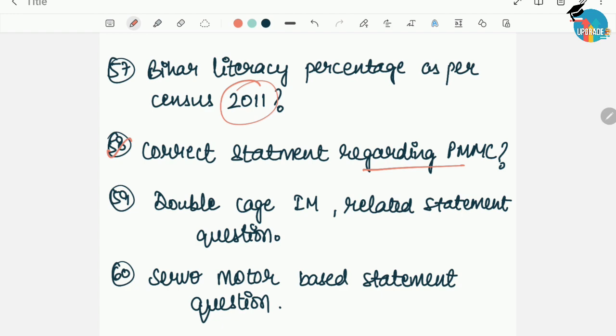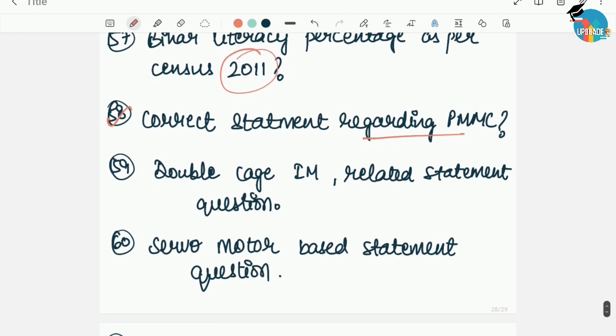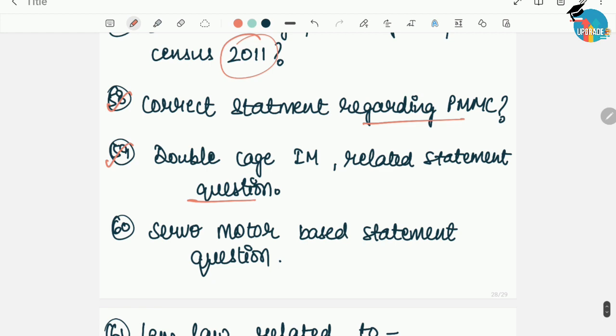Next question asked was related to a statement based on PMMC, permanent magnet moving coil instrument. Again 3-4 questions. Again, a statement based question was asked. We have to choose the correct option which is related to the PMMC instrument. Next was a double cage induction motor related statement question. Servo motor related statement question was asked. Again, we had to choose the incorrect statement regarding the servo motor.